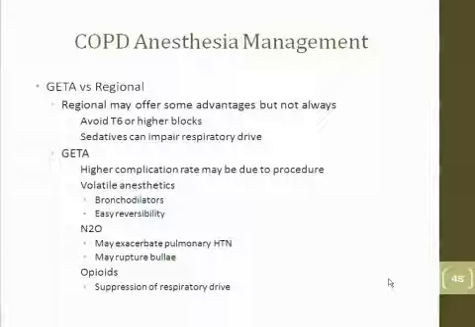If you look at volatile anesthetics, they're bronchodilators and they're easily reversible. The downside to them, of course, is that they all reduce FRC. If you put somebody under general anesthesia, you can reduce their FRC by about 20% from the start, and that may actually put them to the point of failure. Nitrous may exacerbate pulmonary hypertension, though as long as you keep it under 50%, it's usually not a problem.